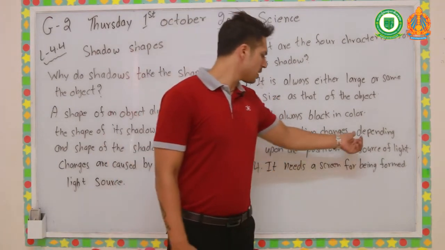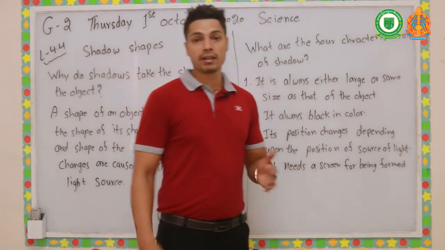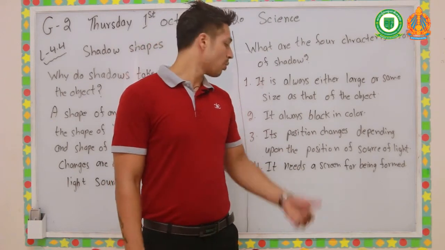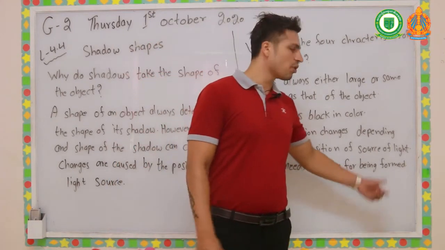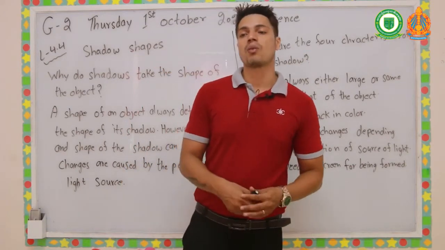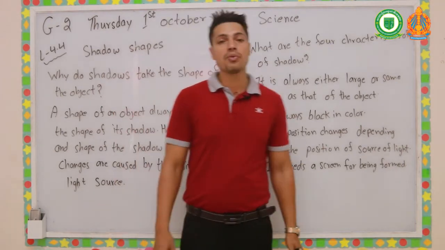Its position changes depending upon the position of the source of light. It needs a screen for being formed. So these are the 4 characteristics of shadow.